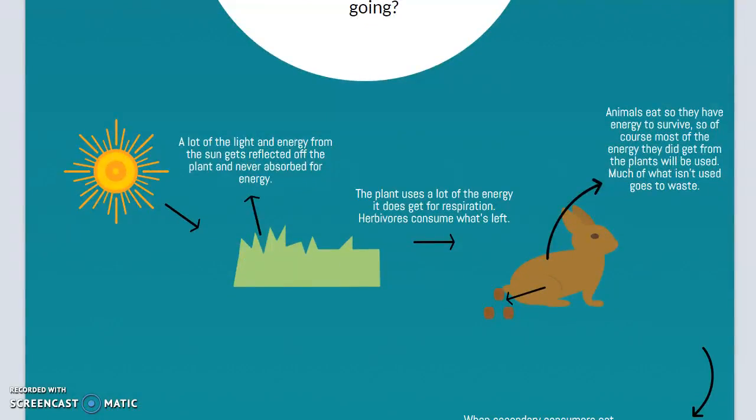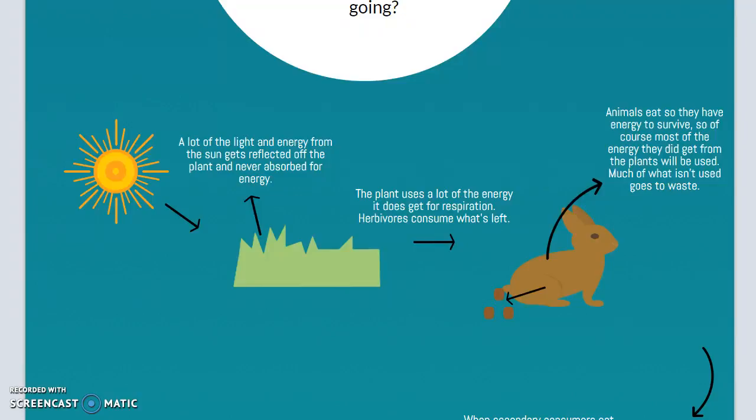So here, when grass is absorbing energy from the sun, a lot of that light and energy is being reflected off of the plant. And so it only gets a certain amount of energy that actually goes into the grass, into the plant, and that plant uses most of the energy that it does get for respiration. So then herbivores or primary consumers come and they eat the grass or the plant, and they only get 10% of what's left because a lot of it has already been used for respiration and survival.